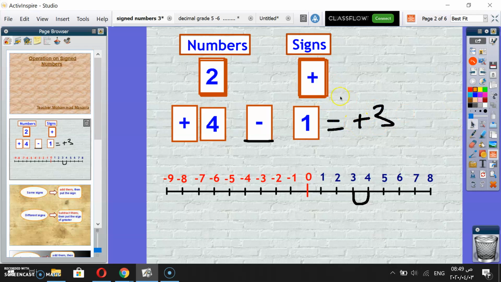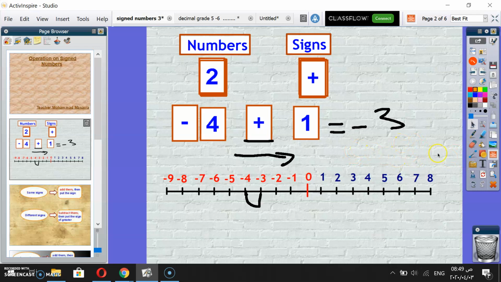Suppose that it is a plus sign, so minus 4 plus 1. So here is a minus 4. I have a positive sign, so I should go to the right by 1 unit, so minus 3.